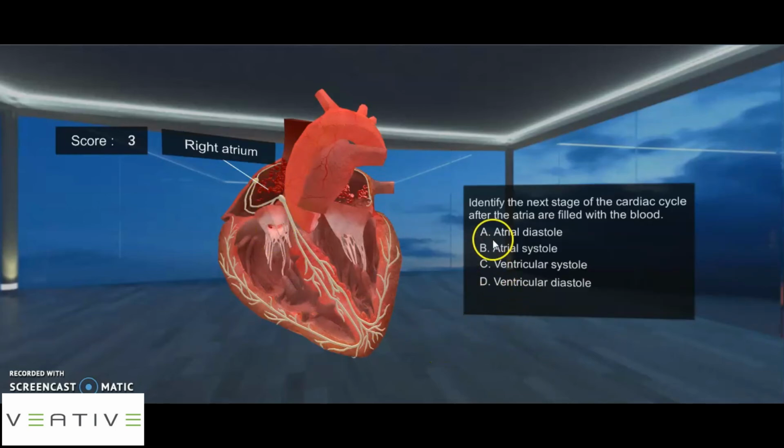Next question: identify the next stage of the cardiac cycle after the atria fill with blood. What is the next stage of the cardiac cycle?